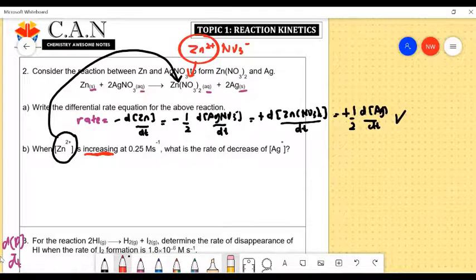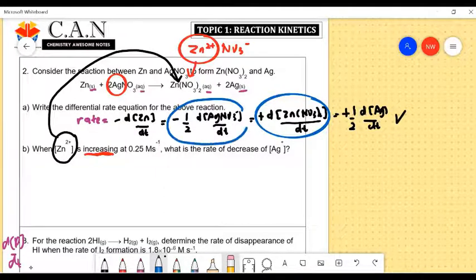At 0.25 M s negative 1, what is the rate of decreasing of Ag plus? So, dia minta rate of decreasing of this Ag plus yang datang daripada silver nitrate. So, macam mana kita nak buat? So, now, kita dah tahu okay, rate untuk zinc di sini, maksudnya kita tahu untuk yang ini, and then dia minta kita cari Ag plus. So, kita kena comparekan these two lah ya. Okay, you have to compare that two. Alright. So, macam mana kita nak buat?